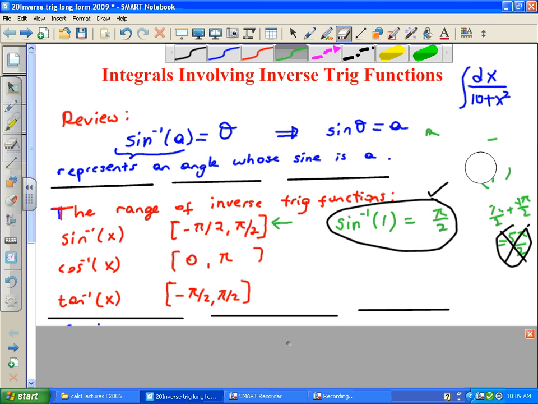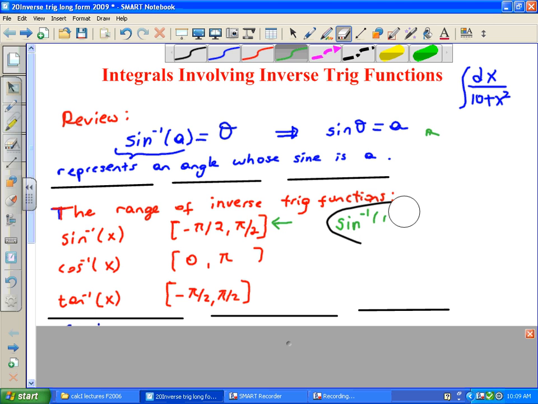Now you might say, how did they come up with these? You know, why are they not all of them negative pi over 2 to pi over 2, for example, right? As a matter of fact, I'm going to fix something here. For the tangent function, it should be the open interval negative pi over 2 to pi over 2, because tangent at the endpoints is not even defined there. Okay, so why are they picking these ranges for these inverse functions?